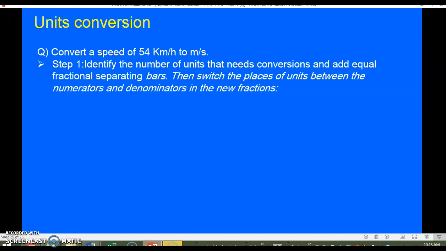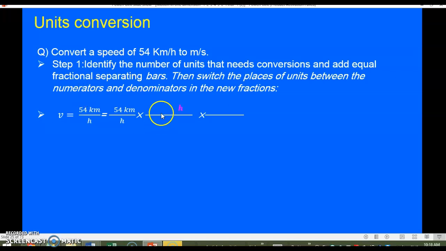When we have to convert from kilometer per hour to meter per second, we have two conversions. We have to convert the unit of distance from kilometer to meter and the unit of time from hours to seconds. This means that there are two conversions, one for the distance and one for the time. That's why we take the original value with its original unit, 54 kilometers per hour, times, and we draw two fractional bars here.